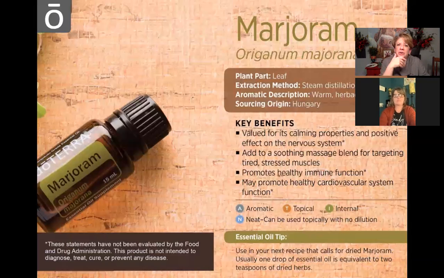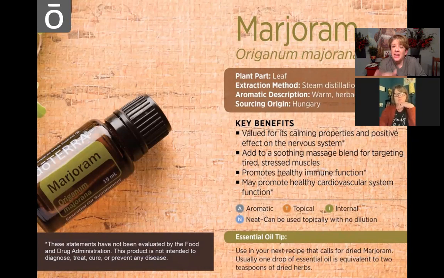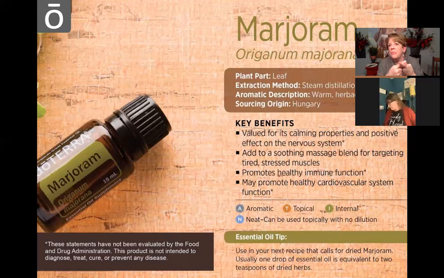So again, let me show you just a little slide here on marjoram. That's another oil that can be used aromatically, topically, and internally, and it can be used neat. Marjoram, here's the other thing. Marjoram is in the same family as thyme and oregano. So if you've got to choose an oil to use topically when it comes to that category of things, go for marjoram. You can go for marjoram first and be assured that if you use it topically, you're not going to mess anything up.